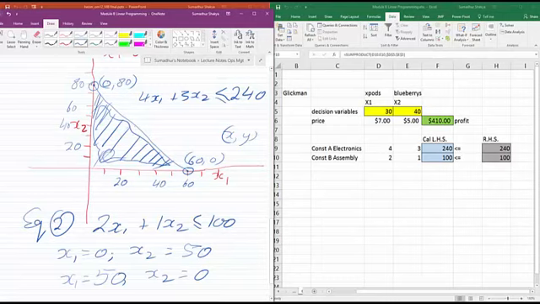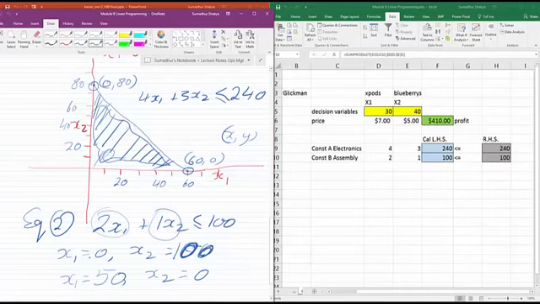Oh, something looks funny, so let me check this. X1 equals 0, this becomes 0, x2 is equal to 100. And when x2 is 0, this is 0, x1 is equal to 50. So let's try to plot this one on the same graph.